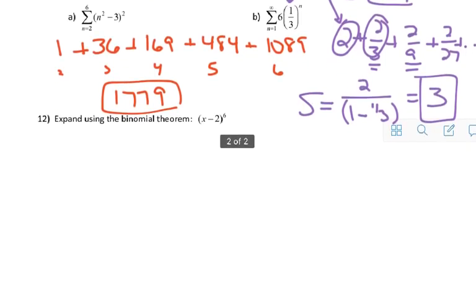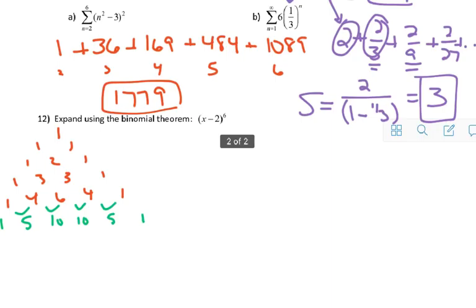Number 12, expand using the binomial theorem. So if I give you on the board the first 4 rows, which is really 5 rows, of Pascal's triangle, you should be able to find row 6 by using the pattern we talked about. Remember that you're adding the 2 terms and the outside numbers are always 1. So here is going to be 1, 5, 10, 10, 5, 1.